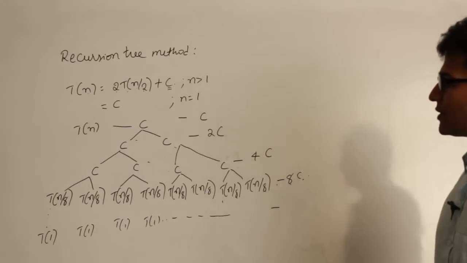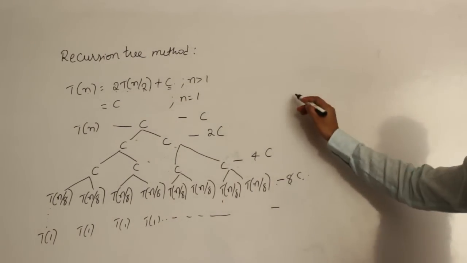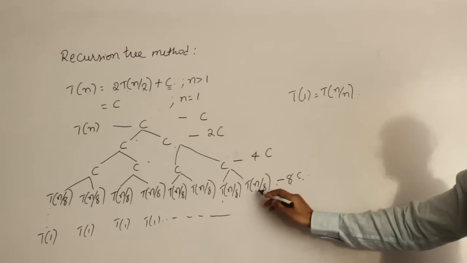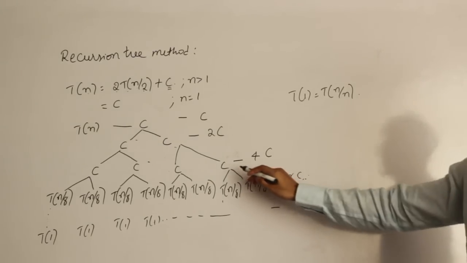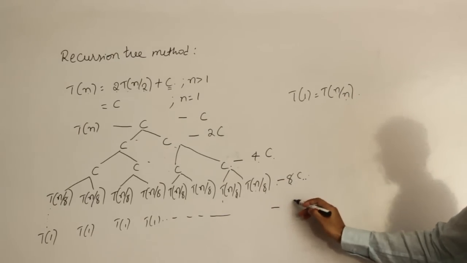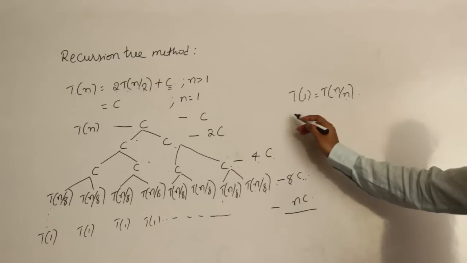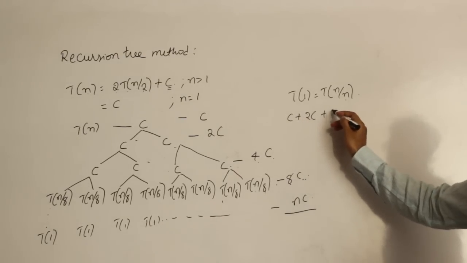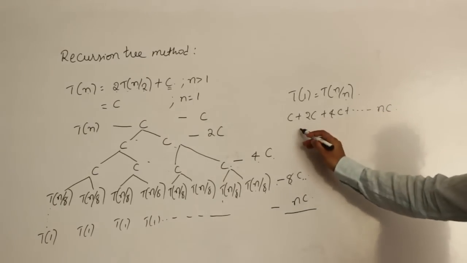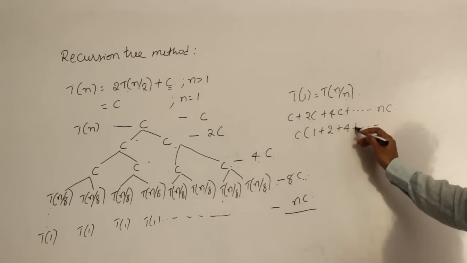At the last level, what is it? How can you write it in n by something? T of 1 is nothing but T of n by n, right? So when it is T of n by 8, the total work done is 8C. When it is T of n by 4, the total work done is 4C. When it is T of n by n, the total work done at this level will be nC, right? So if I add up the total work done, we get C plus 2C plus 4C and so on plus n into C. Pull out C as common, then what do I get? 1 plus 2 plus 4 and so on plus n.